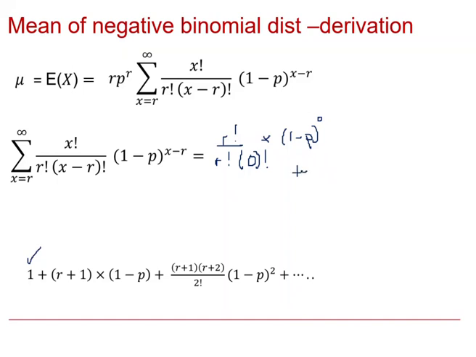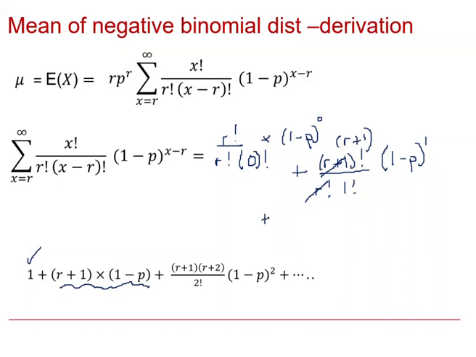The second term, where x is r plus 1, would give us (r plus 1) factorial divided by r factorial. x minus r is just going to be 1 factorial, or 1, and then (1 minus p) to the r plus 1 minus r, which is (1 minus p) to the power 1. And if we divide (r plus 1) factorial by r factorial, we get r plus 1. And so down here you can see the second term is simply (r plus 1) multiplied by (1 minus p).